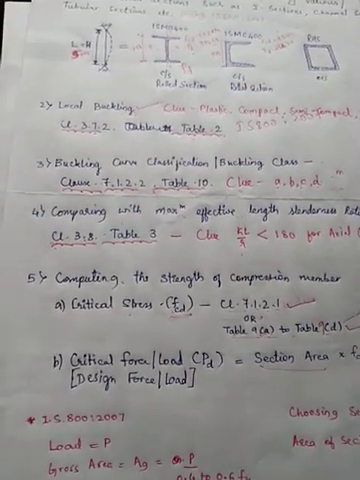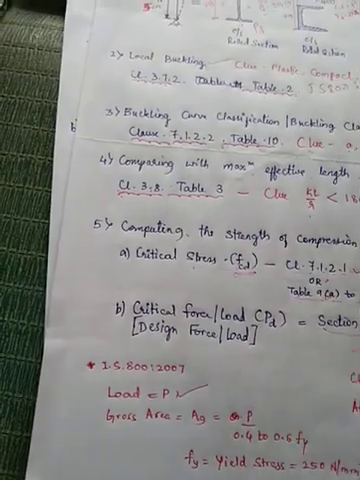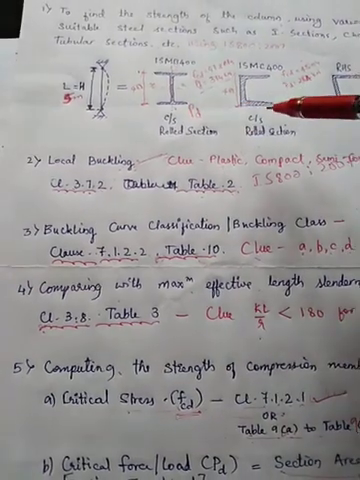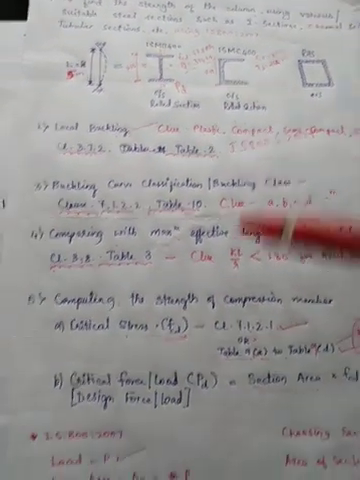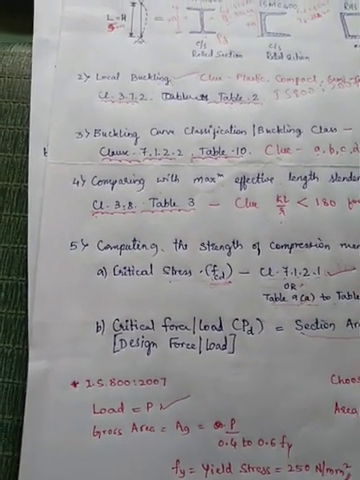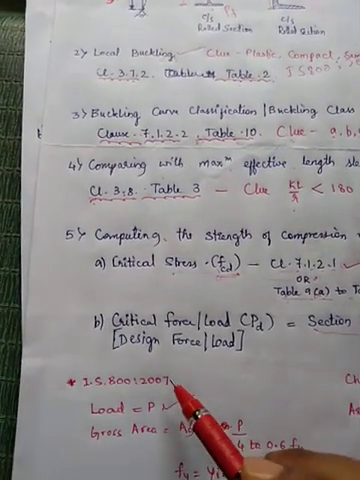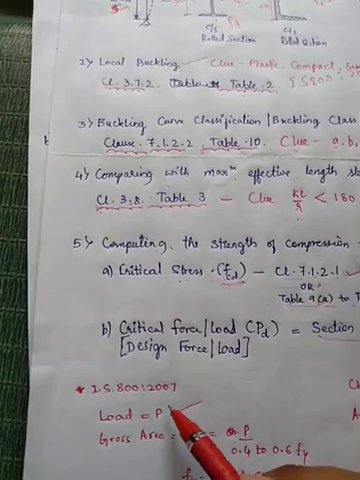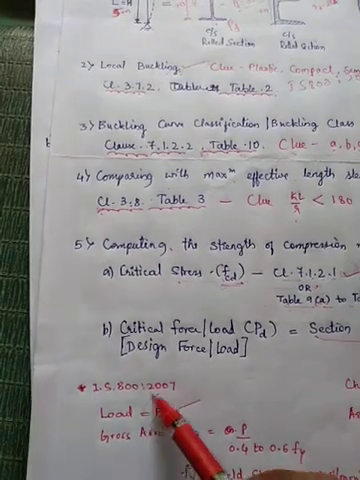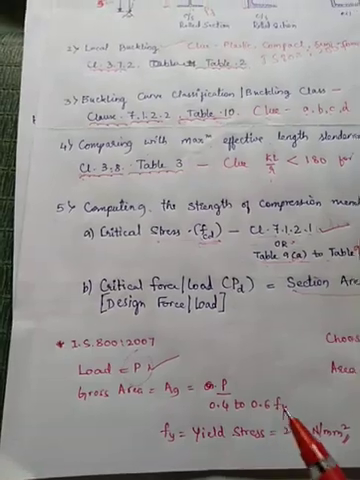Say if a load is given, what section is to be chosen? Earlier I had sections like I section, channel section, tubular section. Now in this case, the column is subjected to a load, say P. So what will be the section which is suitable to take this load? In this we have a slight change in the steps.